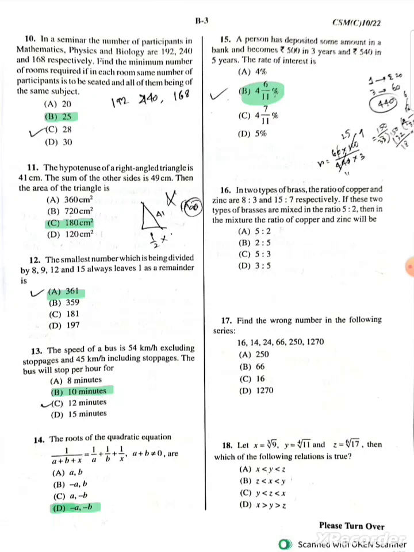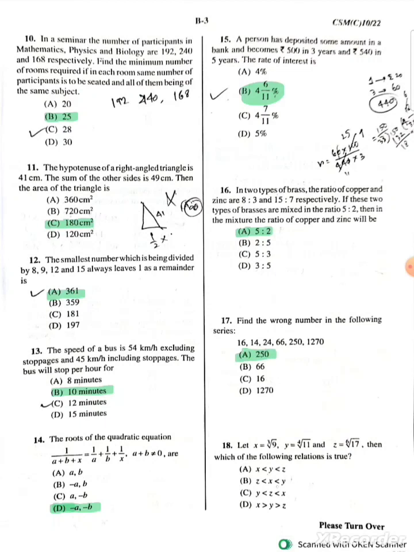In two types of brass, the ratio of copper and zinc are 8:3 and 15:7 respectively. If these two types of brasses are mixed in the ratio 5:2, then in the mixture the ratio of copper and zinc will be 5:2. Find the wrong number in the following series. 250 is the wrong number.